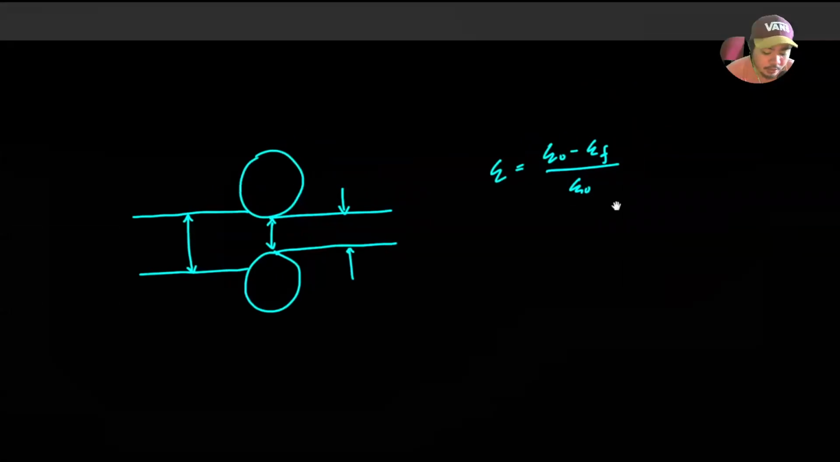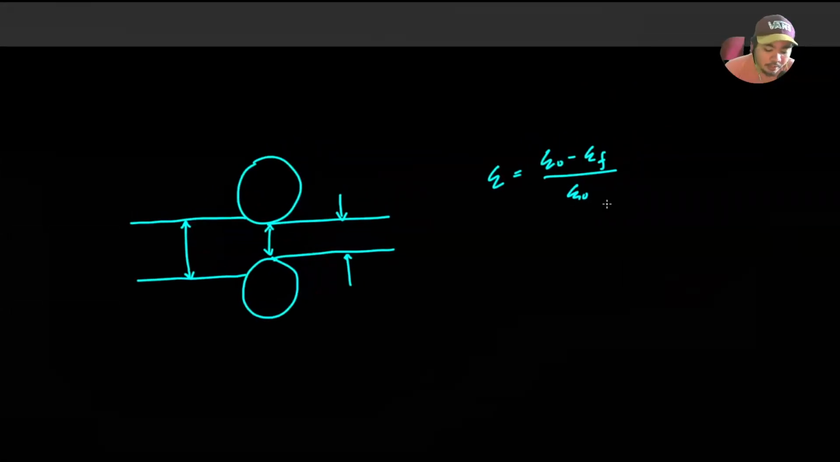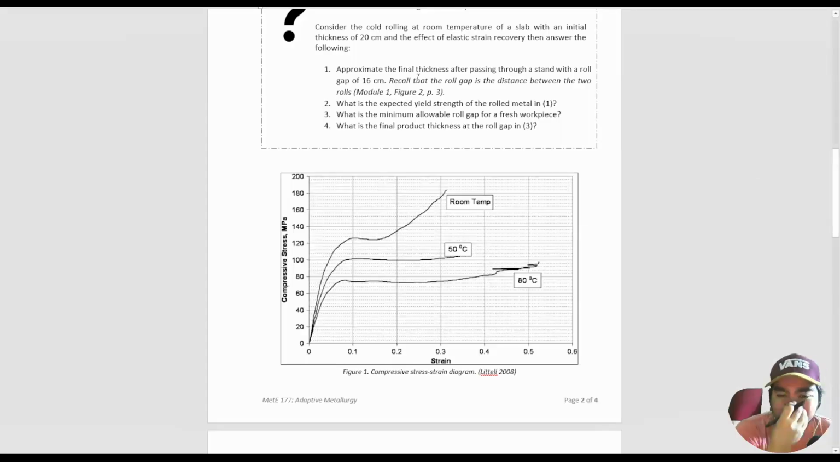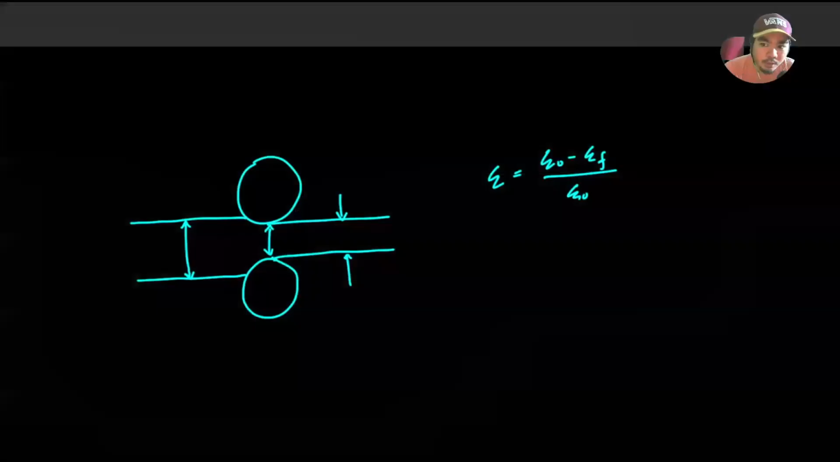So if this is the case, what we're actually looking for, let me go back to the problem. For problem 1, we need to approximate the final thickness. To get the final thickness, we first need to get the strain. So actually, this is what we're looking for. If we find this value, then we know the initial and we can determine the final.